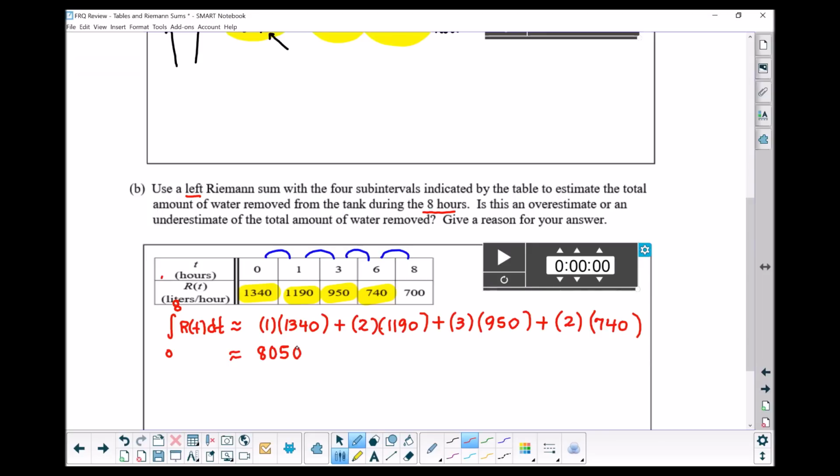But what 8,050 can at least do is give you an idea: is your answer going to make sense? If you got an answer like 12 million or something, it probably isn't likely that there's going to be that much water in the tank during that certain period of time, okay?